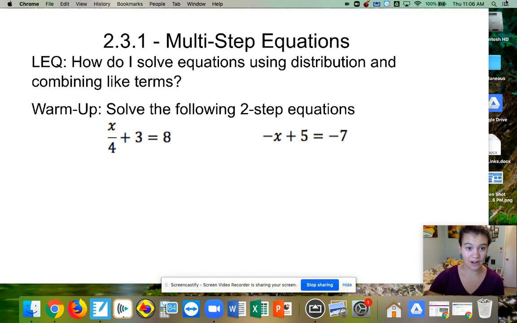All right, so today we're going to talk about multi-step equations. So how do we solve equations using distribution and then combining of like terms? So more than just our two-step equations we did last time. So as a warm-up, solve these two-step equations and then we'll talk about them.